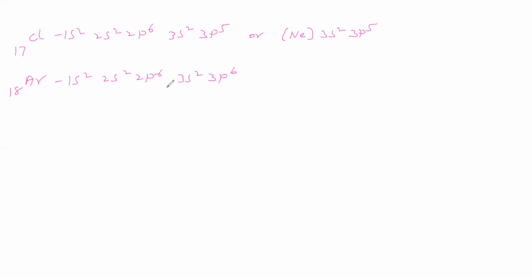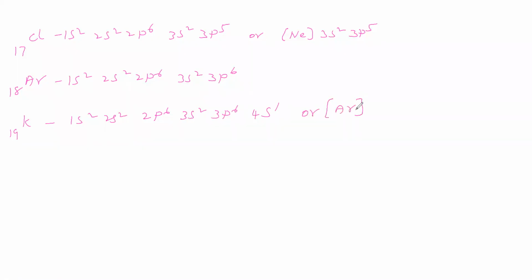It is having octet configuration, therefore it is stable. Then we will take potassium, atomic number 19. Electronic configuration is 1s2 2s2 2p6 3s2 3p6 4s1. We can say from this that in potassium the 4s electron is involved in chemical reaction.